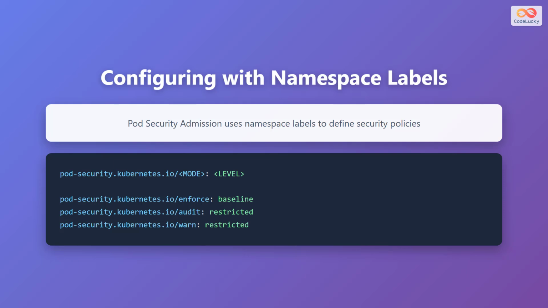Pod security admission uses namespace labels to define security policies. The label format consists of a mode and a level. The mode can be enforce, audit, or warn, and the level can be privileged, baseline, or restricted. You can apply different combinations to the same namespace, for example, enforcing baseline while auditing and warning against the restricted standard.